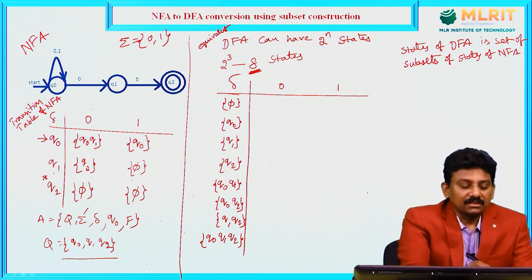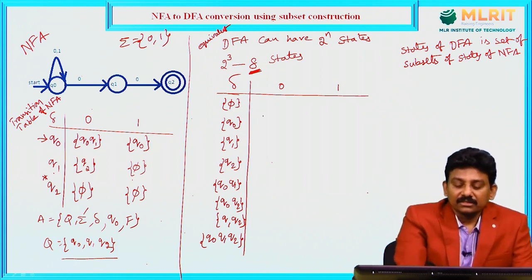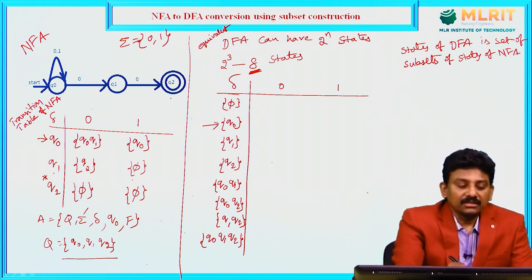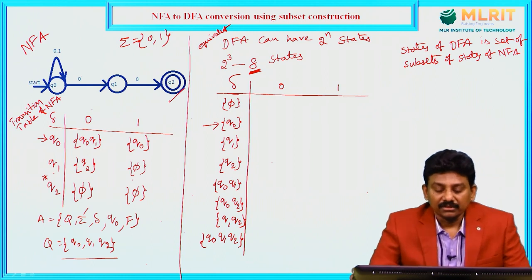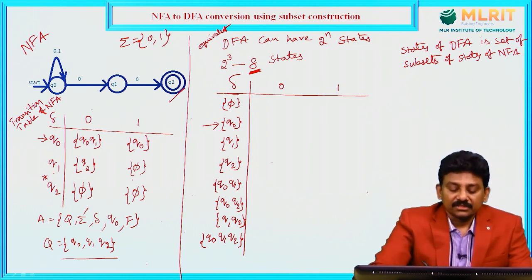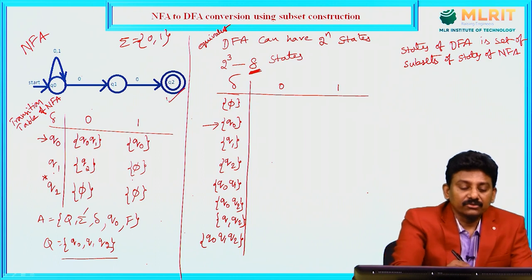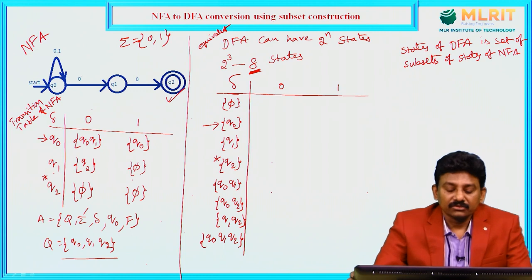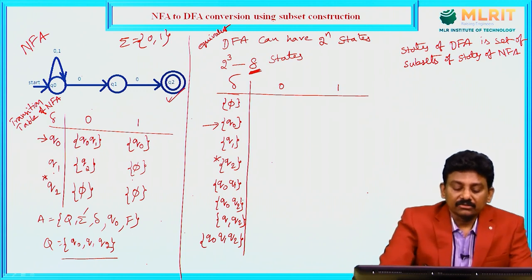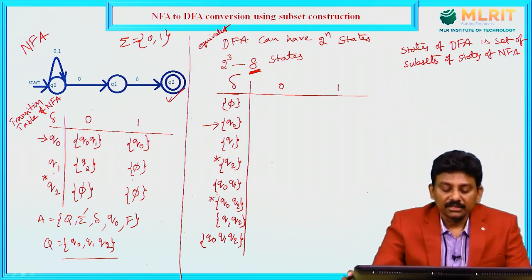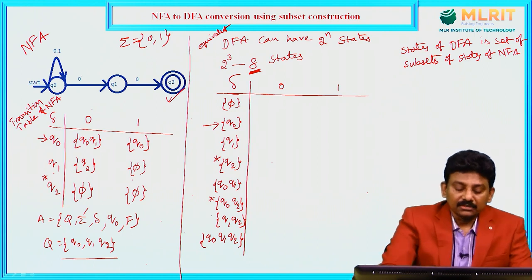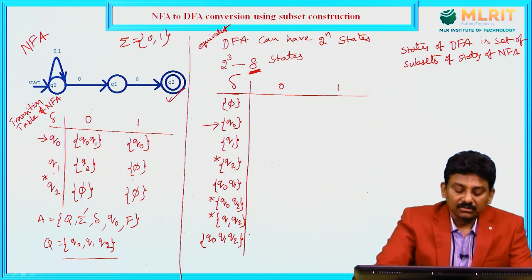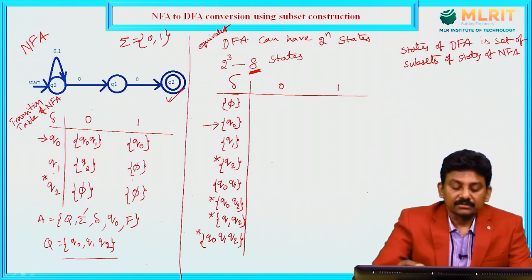The initial state in the given NFA is Q0, so in the equivalent DFA also the initial state is Q0. The final state in NFA is Q2, so in the equivalent DFA any set containing the state Q2 is a final state. Here Q0 Q2 is a set containing Q2. Q1 Q2 is also a final state. Then Q0 Q1 Q2 is also a final state.